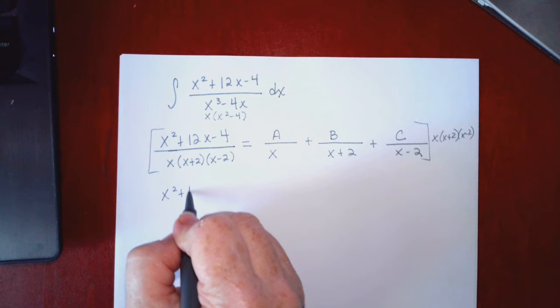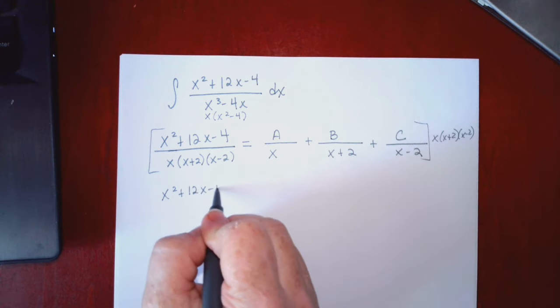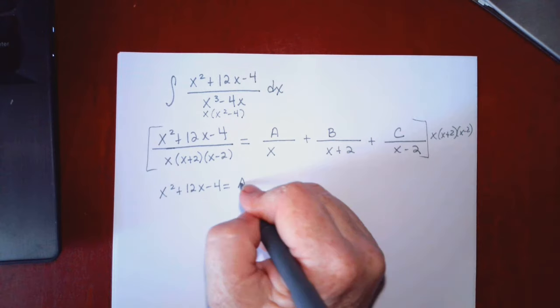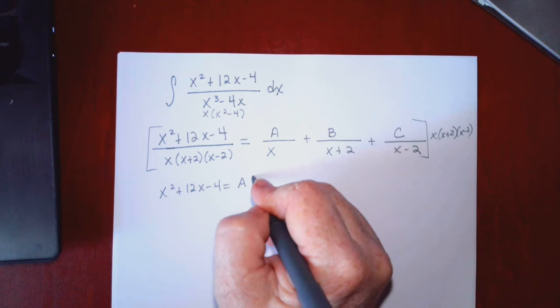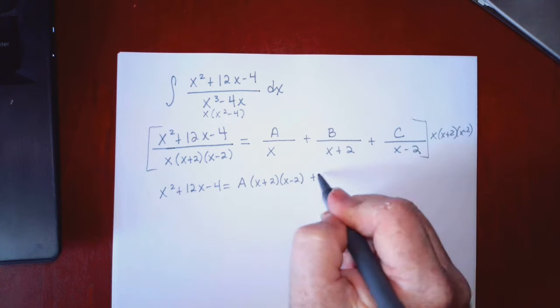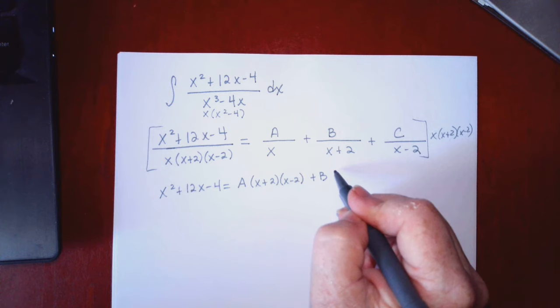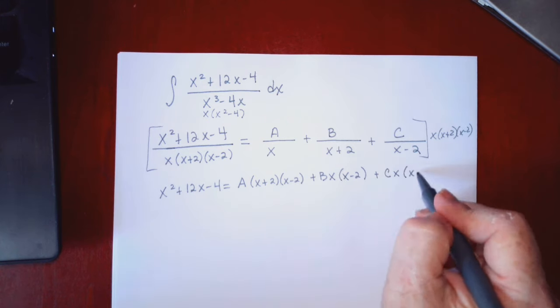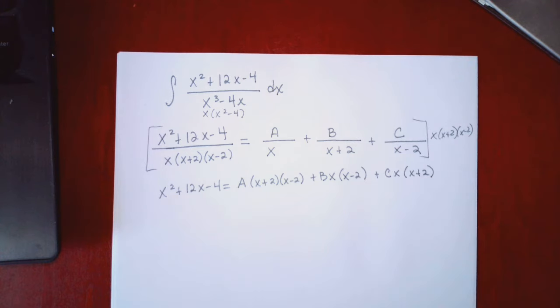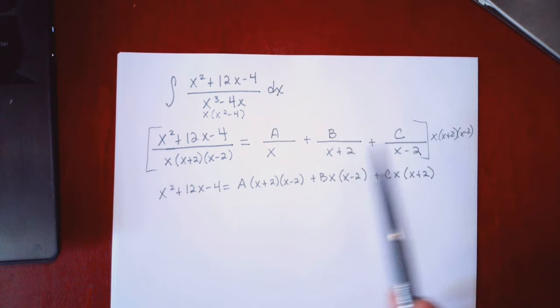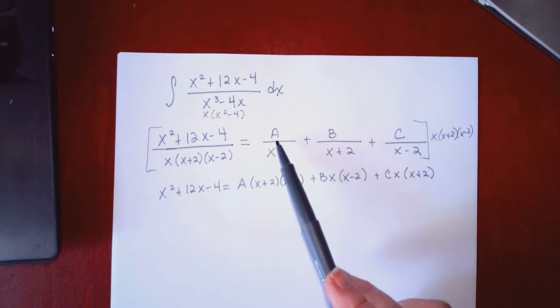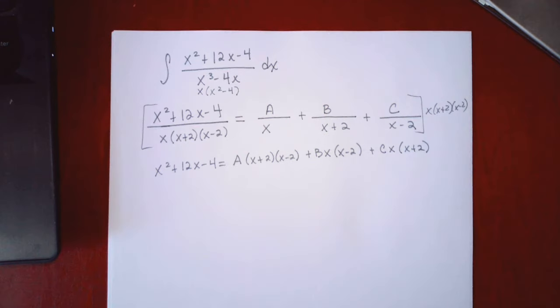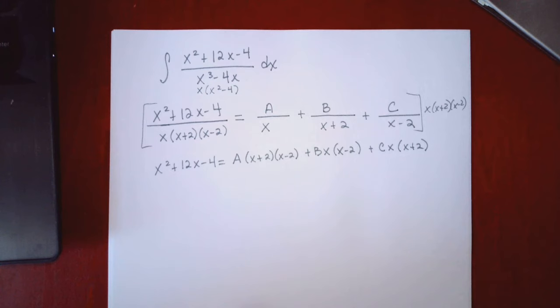The left-hand side, I'll just get x squared plus 12x minus 4. And on the right-hand side, I will have a times x plus 2 times x minus 2, plus b times x minus 2, plus c times x plus 2. Because remember, when you multiply this fraction times that product, the x's cancel, and you're left with just a times x plus 2 times x minus 2, and so forth. Okay?